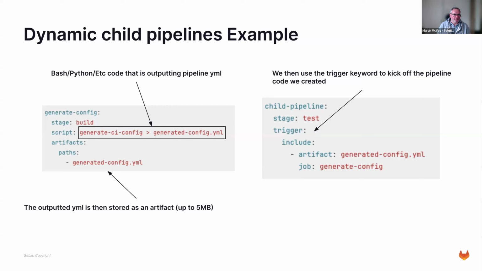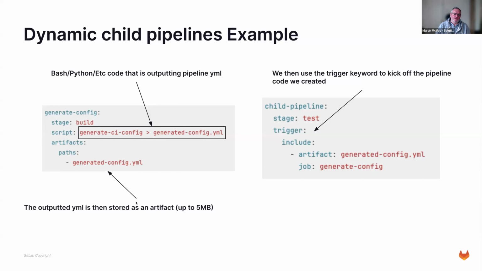There are limitations on artifacts, as an aside, of 5 MB. And then what we want to do is trigger a child pipeline using the job that was created inside that YAML file there. So we then reference that generated config YAML file that was created by that generate config job.